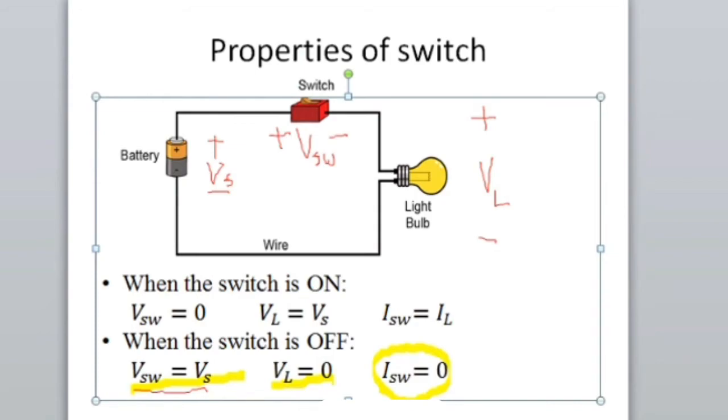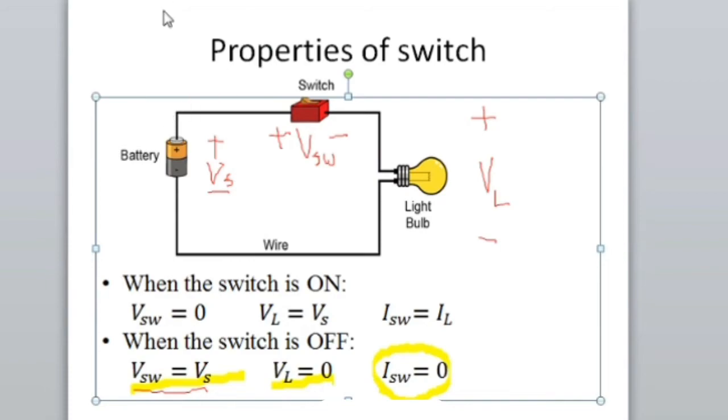Okay. Now let us take the other case. When I turn on the switch, the bulb is glowing. Why is the bulb glowing? Because the battery voltage or the supply voltage is appearing across the load. So when the switch is on, load voltage is equal to Vs.